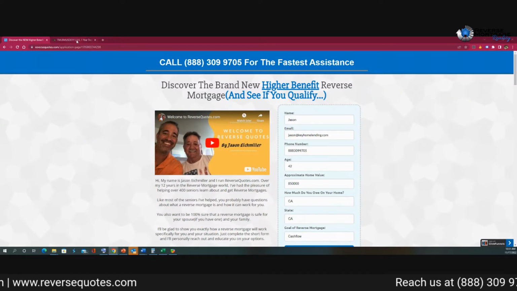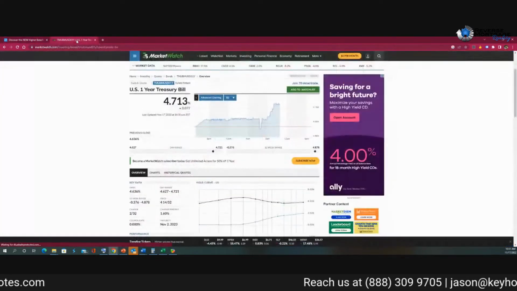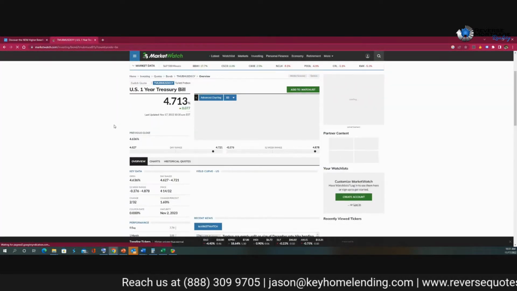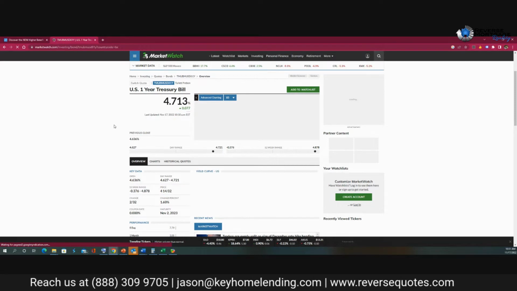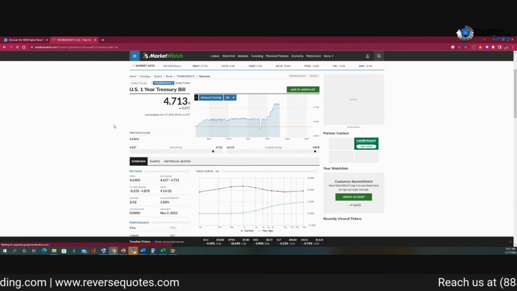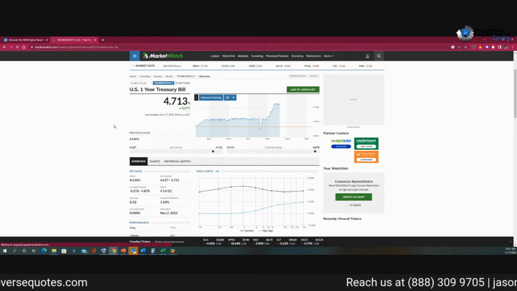First of all, as you understand, the one-year Treasury bond does have a say in how much you can get with a reverse mortgage. Normally, as rates go up, you get more. And as rates go down, you get less. But that's a correlation. It's not a one-to-one correlation.